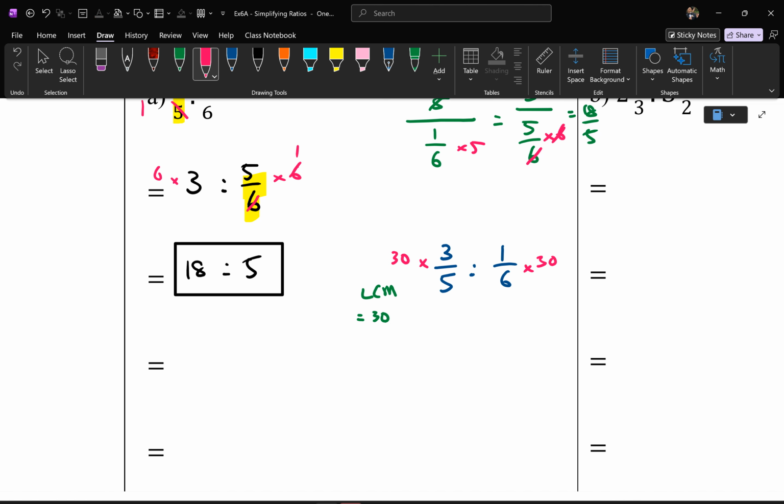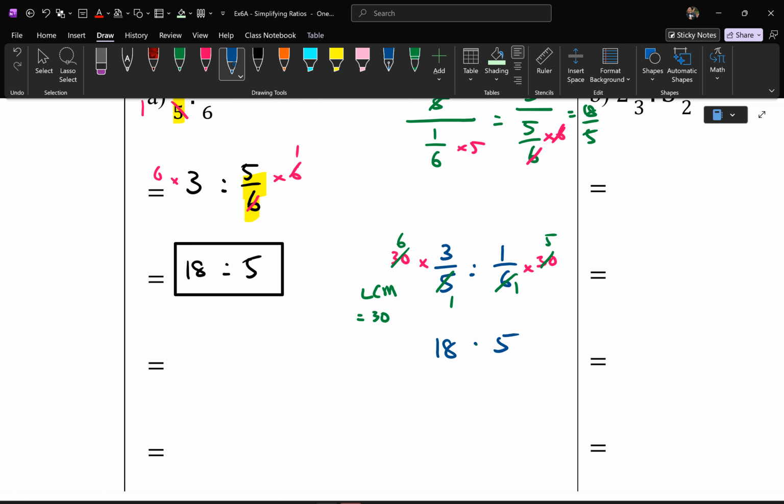So 30 and 6 cancels out to be a common factor of 6 and 30. 6 goes into 6 once. 6 goes into 30 5 times. Whilst over here, 5 goes into 5 once, and 5 goes into 30 6 times. And you end up with the answer straight away. 6 times 3 is 18, and 5 times 1, 5.